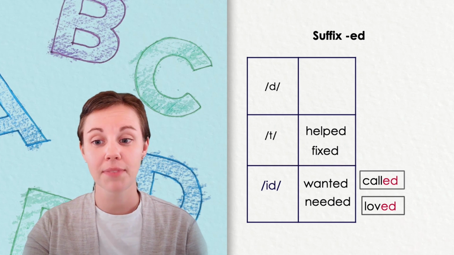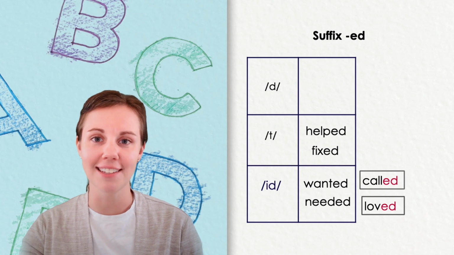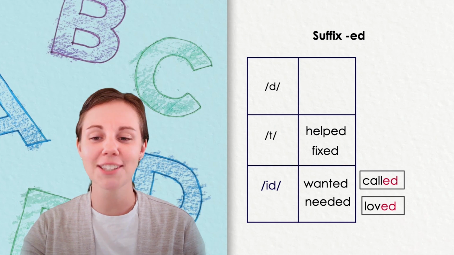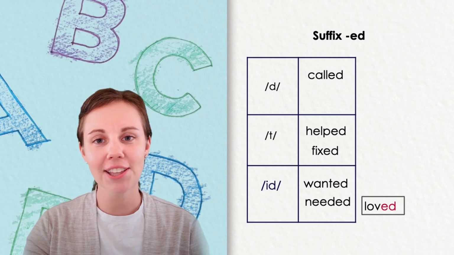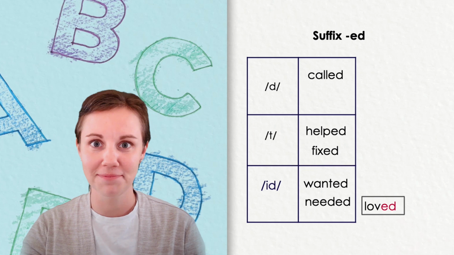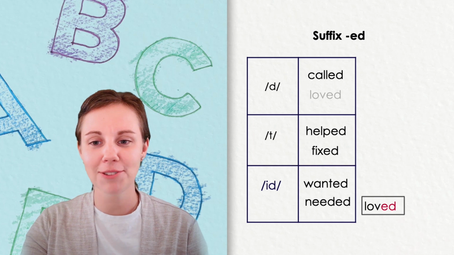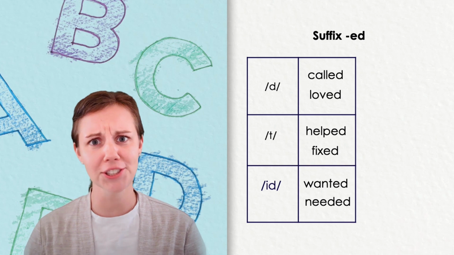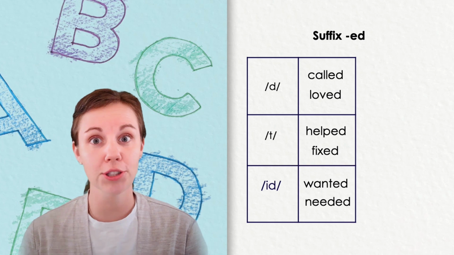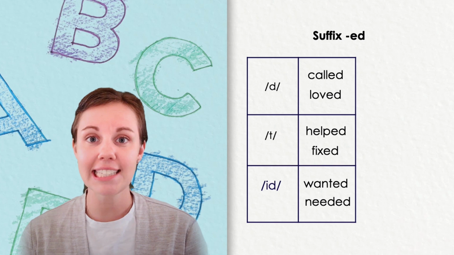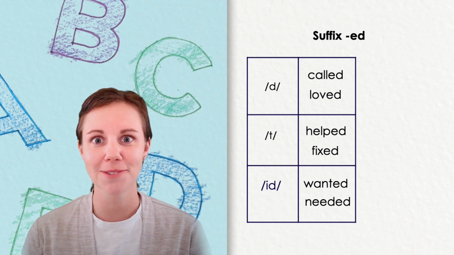Two more words. Try the word called. What do you hear at the end? That's right, it makes the D sound. Called. And our last word, loved. Yes, that makes the D sound too. Great job sorting these words. It's very important that you start to remember that the ed suffix makes 3 different sounds.